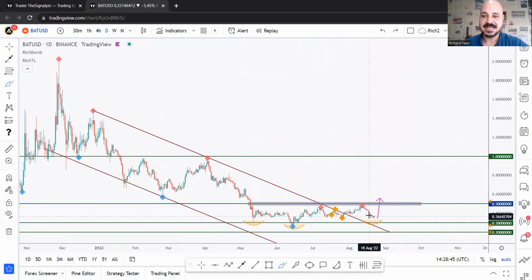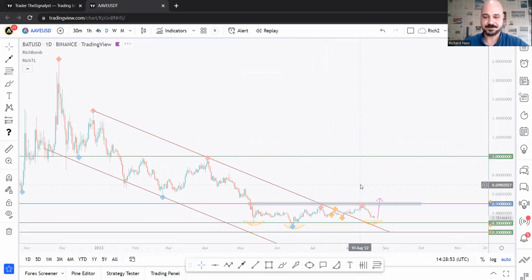And of course, as we trade lower, we'll be zooming into lower time frames here, and we'll be looking for buy setups from a short-term perspective.